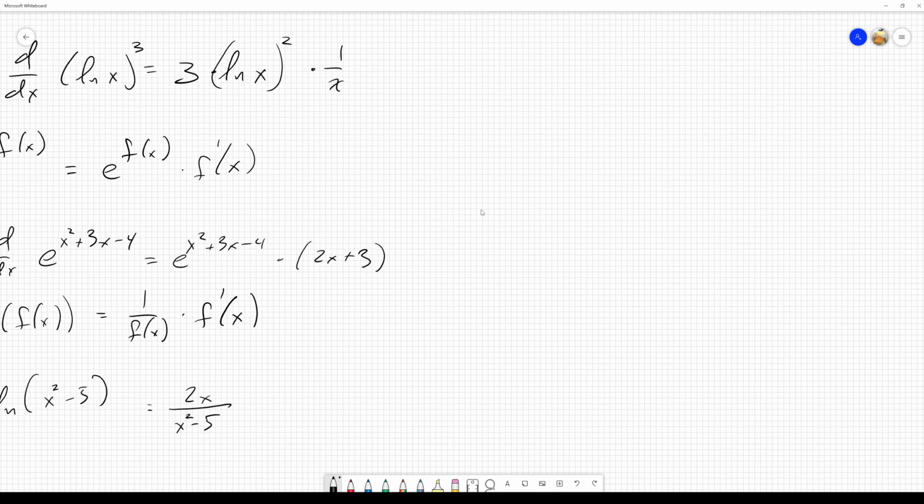So the usual way of comparing these is the power rule says the derivative of x to the n is n times x to the n minus 1. So you can think of this as the extended power rule. If you take the derivative with respect to x of something that's called u to the n, you get n times u to the n minus 1, but then you multiply by the derivative of u.